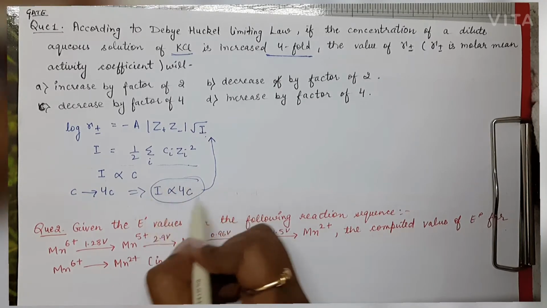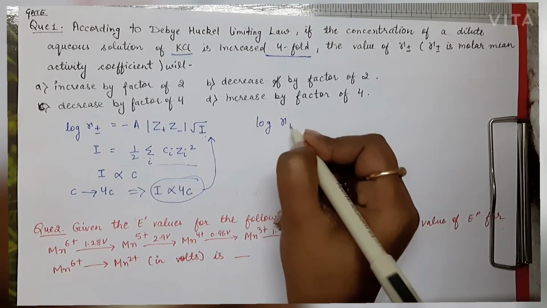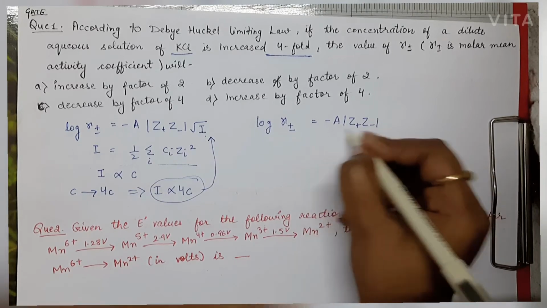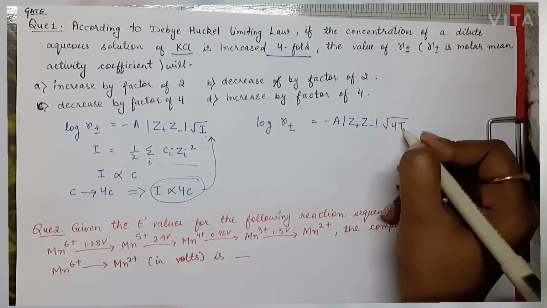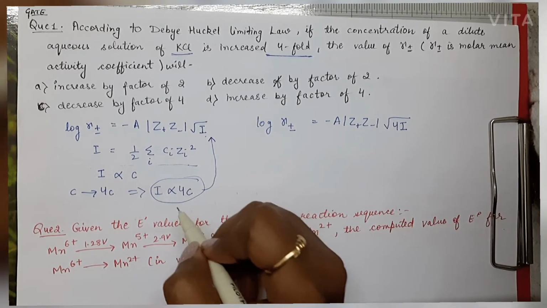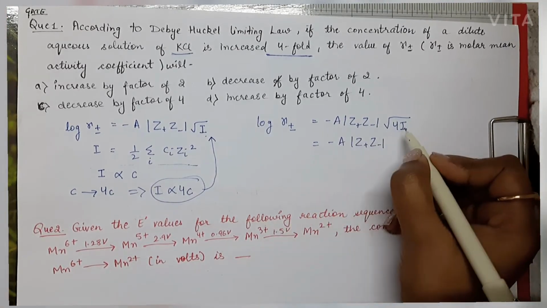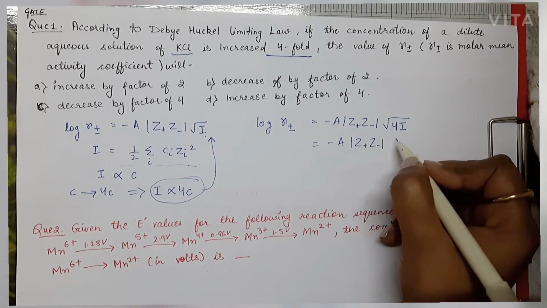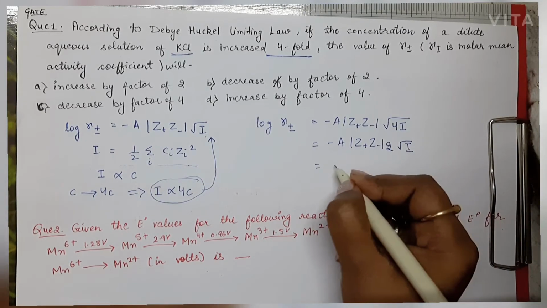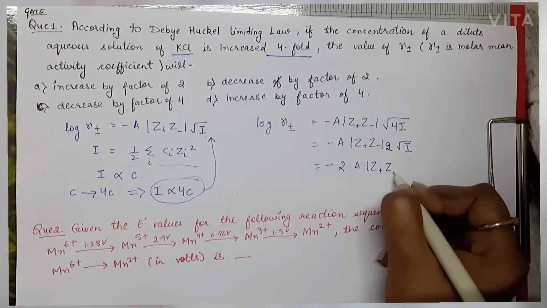Now if I use this relation in this equation, this part will remain the same, and under root it will be 4 times I, because ionic strength is directly proportional to 4 times the concentration value. Now if I take this 4 out of the root, I will get 2 root under I. So I am getting minus 2 A mod of z plus z minus root I.